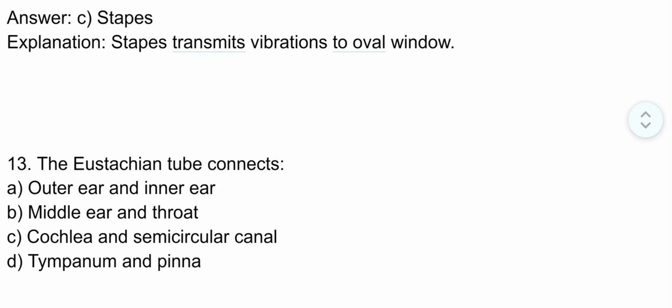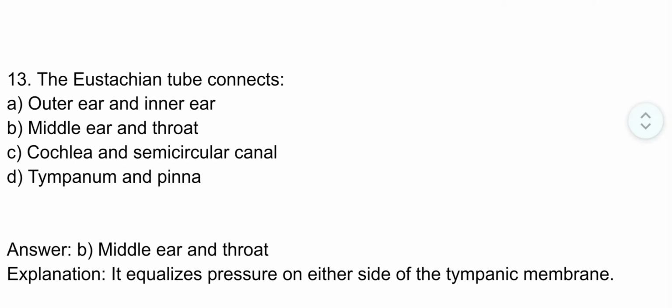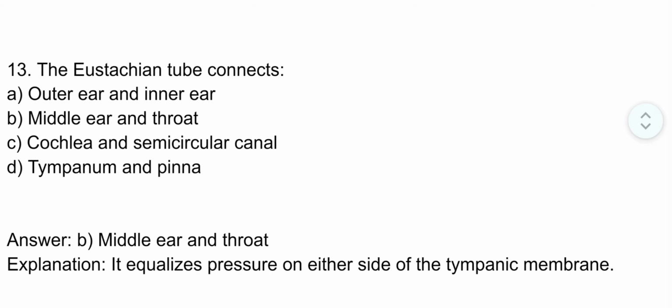Question number 13. The Eustachian tube connects... The correct option is option B. Middle ear and throat. It equalizes pressure on either side of the tympanic membrane.